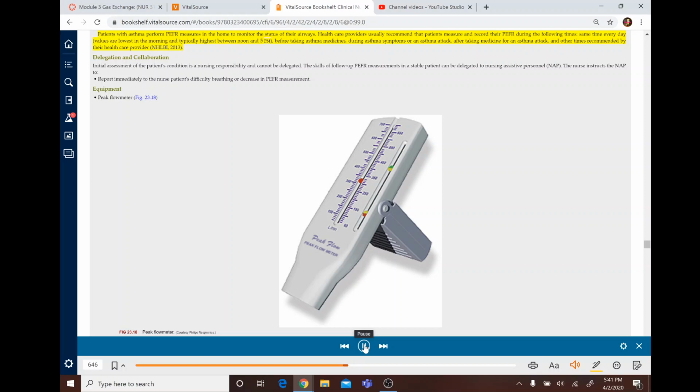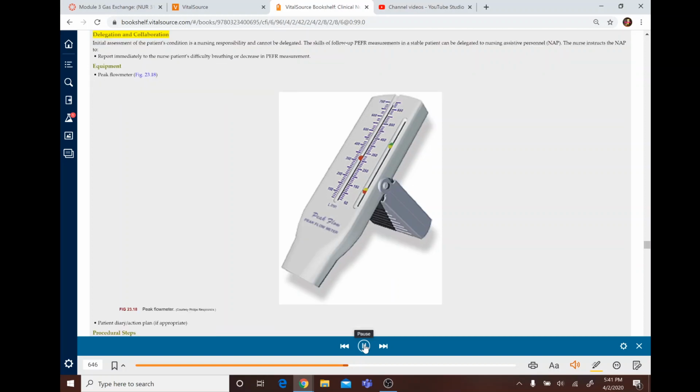Healthcare providers usually recommend that patients measure and record their PEFR during the following times: same time every day. Values are lowest in the morning and typically highest between noon and 5 p.m.; before taking asthma medicines; during asthma symptoms or an asthma attack; after taking medicine for an asthma attack; and other times recommended by their healthcare provider, NHLBI, 2013.